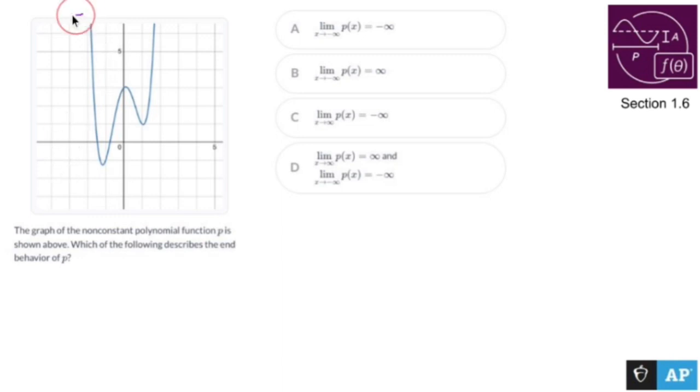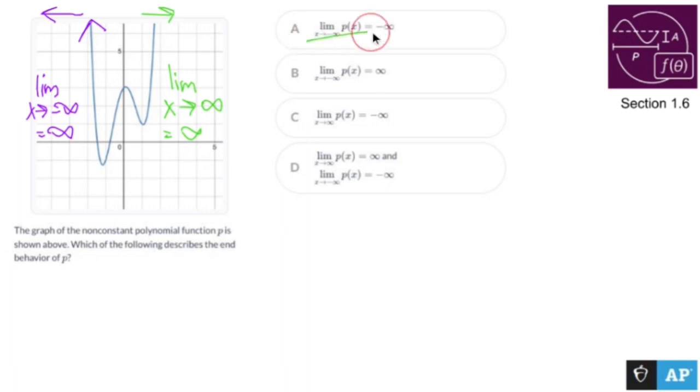When you move to the left without bound, you are trying to find the limit as x approaches negative infinity. The limit as x approaches negative infinity has my graph going upward, which means it is positive infinity. Similarly, if I move to the right without bound, I'm asking you the limit as x approaches infinity, because x is getting bigger, and y also happens to get bigger, so both of my limits are going to be infinity.